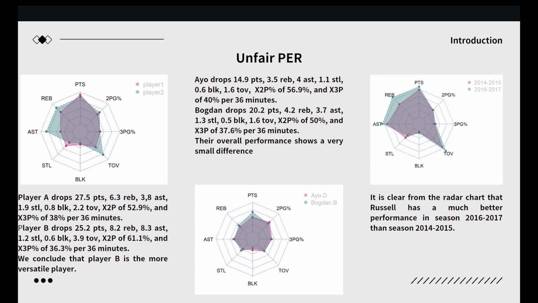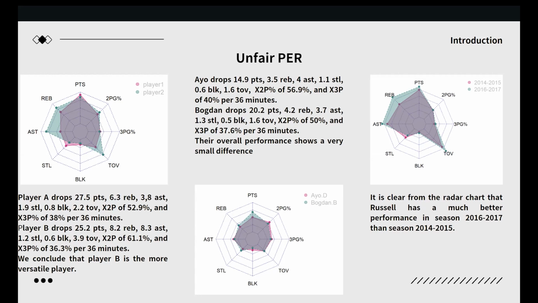What's wrong with PER? Here is another example in the season 2023 to 2024. AO drops those points, those rebounds, those assists, and Bogdan drops those points, those rebounds, those assists, and so on. In this season, AO has a PER of 13.3 and Bogdan has a PER of 14.8. The difference of their PERs is 1.5. Let's have a look at their basic stats from radar charts.